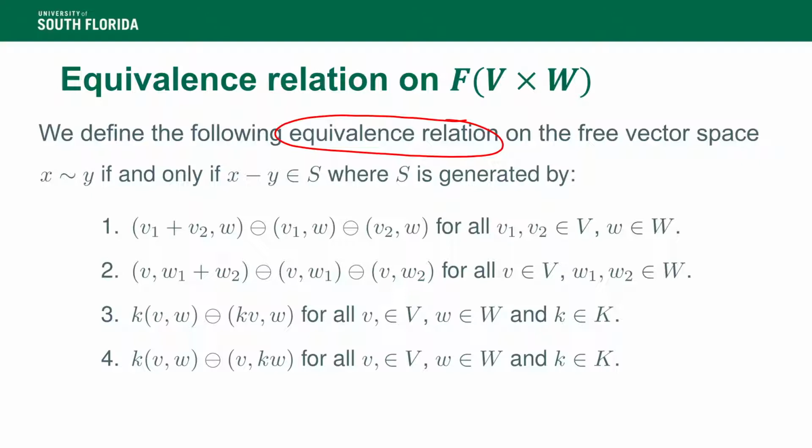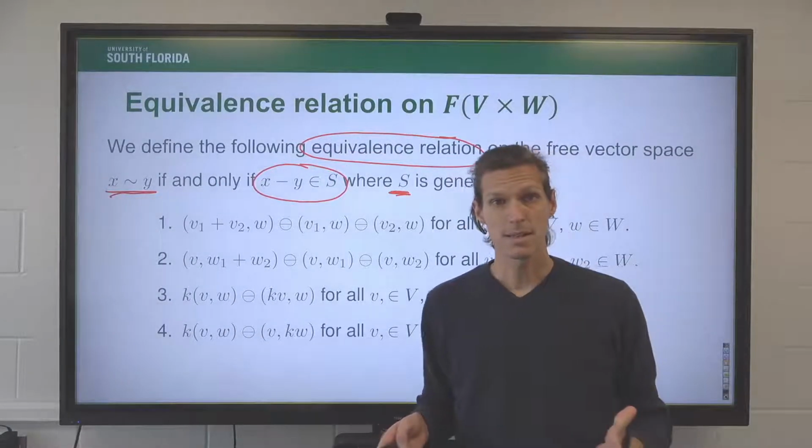So we need a subspace, which we will denote S, that is made of a lot of elements in the free vector space and all the span of these elements. So everything that they span, every linear combination of these elements, will be a subvector space. And the equivalence relation is defined as follows. We say X is equivalent to Y if and only if the difference of X and Y is in this space S.